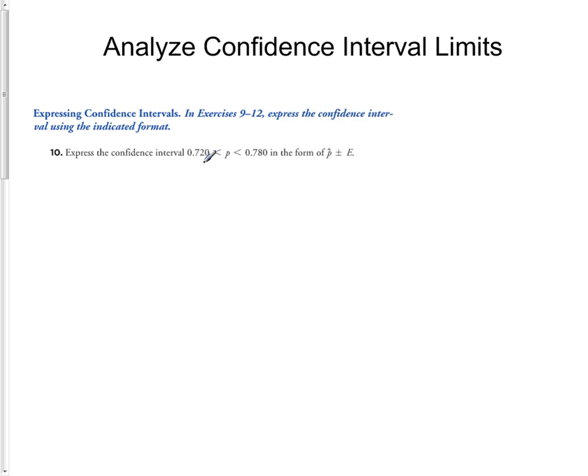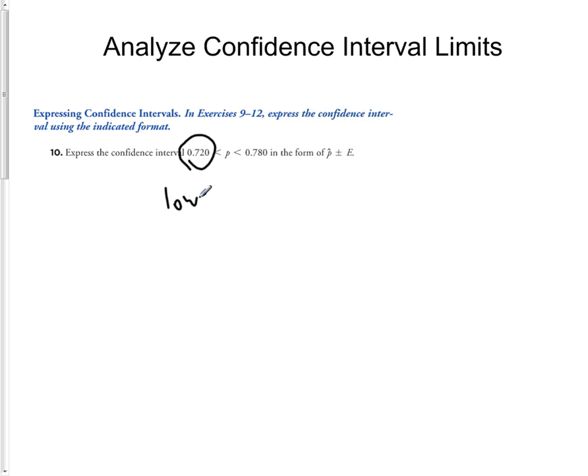Well, here they give us the confidence interval. They want us to express this confidence interval in this form, p hat plus or minus e. But they haven't given us p hat or e. So what I'm going to show you now is how to find p hat and e based on these numbers that they're giving you.